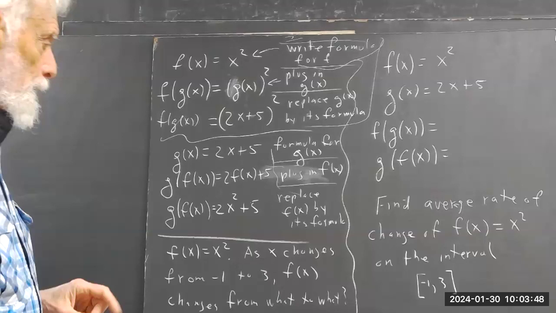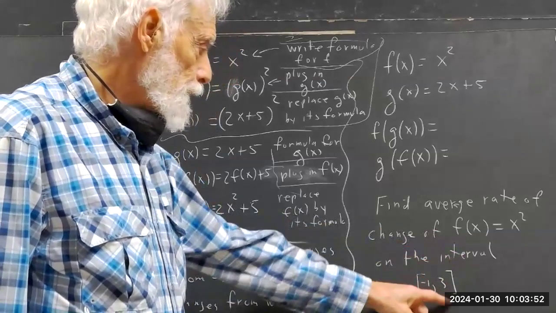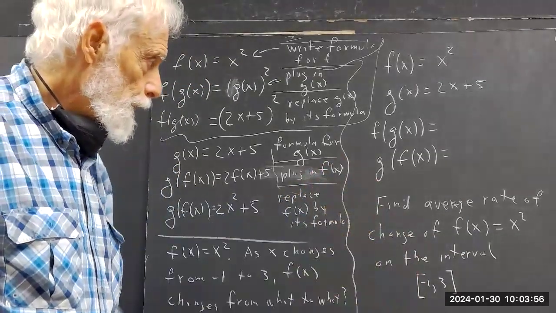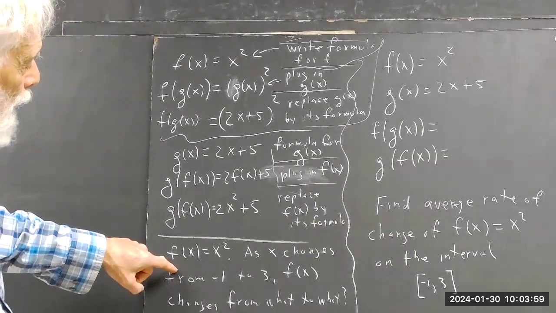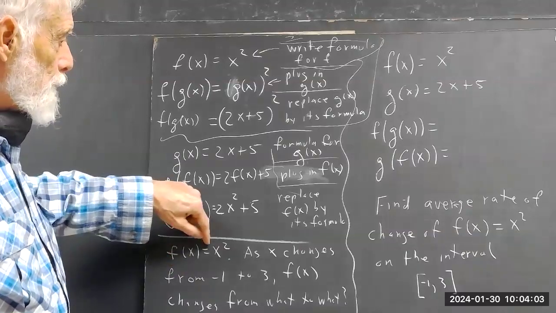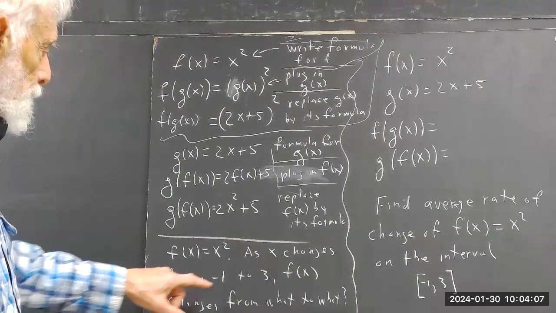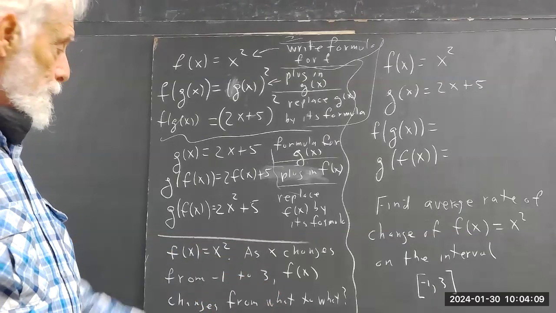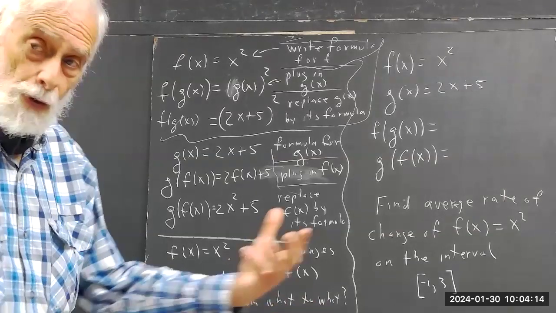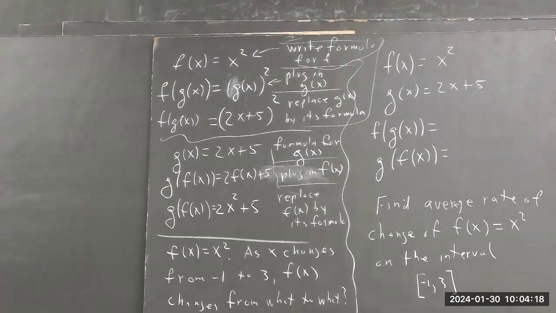Okay, so anyway. Now we find the average rate of change of f of x equals x squared in the interval -1, 3. Okay, hopefully you've done this. Hopefully you've got it. But we'll see. I've got this question. Okay, f of x equals x squared, talking about this problem now. As x changes from -1 to 3, f of x changes from what to what? So be sure you work that out before I show you.